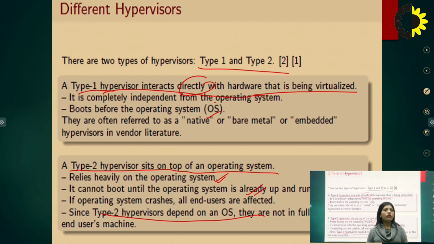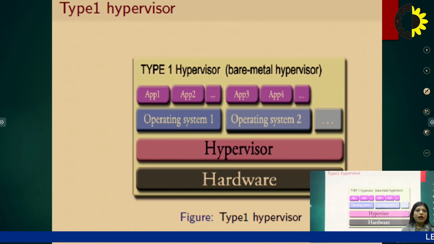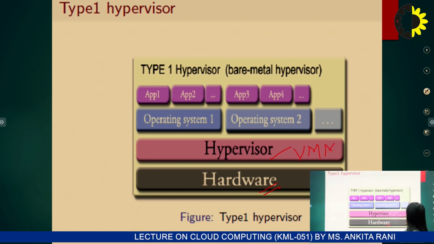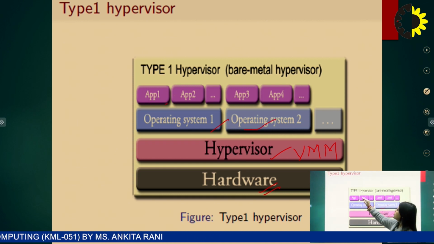So this is the diagram of the type 1 hypervisor. Type 1 hypervisor is also called a bare metal hypervisor. First of all, we have the hardware layer. After that, we have a hypervisor. Hypervisor is also called a virtual machine monitor, VMM, because hypervisor and VMM are the same thing. After that, we have multiple operating systems, and on those operating systems, multiple applications are running. So this is the diagram of the type 1 hypervisor.